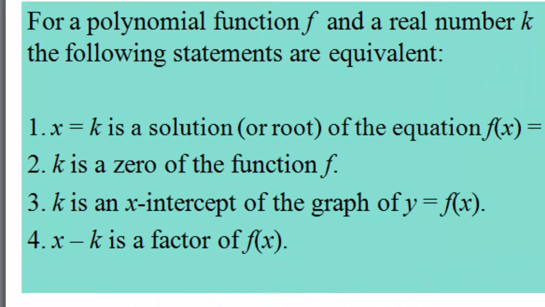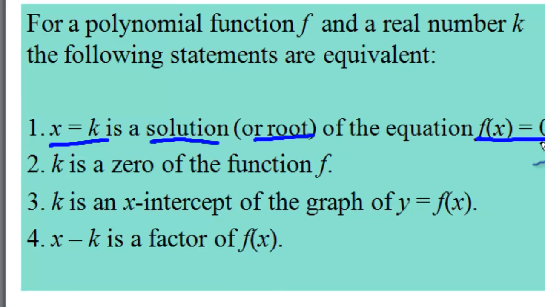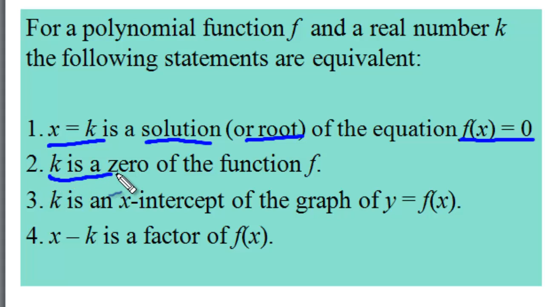At this point, I'd like to clarify a little bit of terminology. If we have a polynomial function, all four of these things are true. They are equivalent. We can say that x equals k is a solution or a root of the equation f of x equals 0. We can say that k is a 0 of the function f. We can say that k is an x-intercept on the graph, or we could say x minus k is a factor. All four of these mean the same thing.